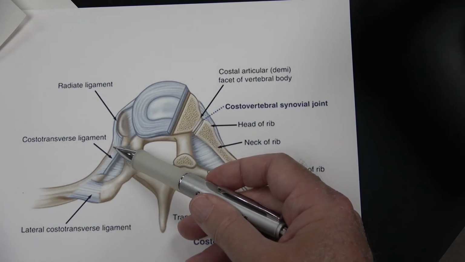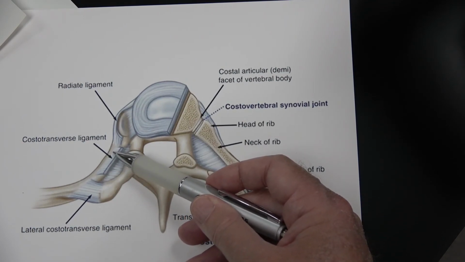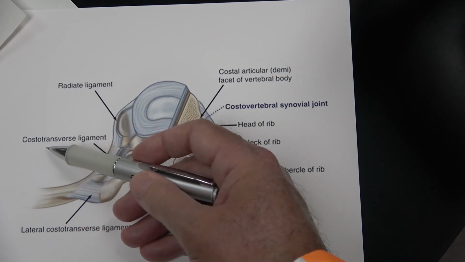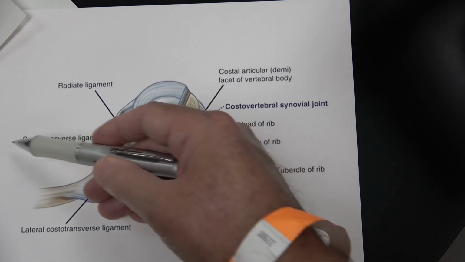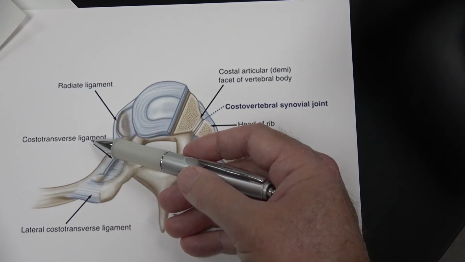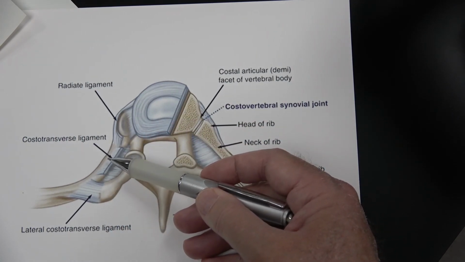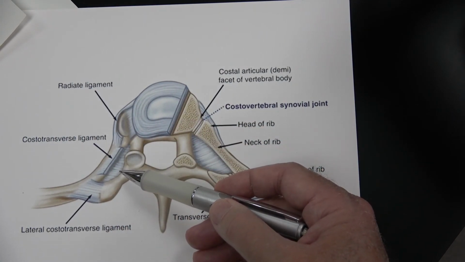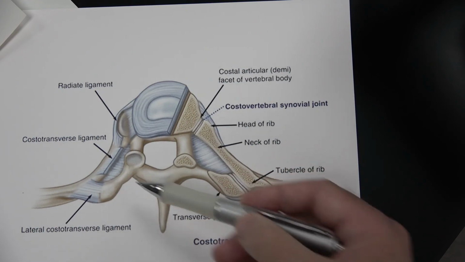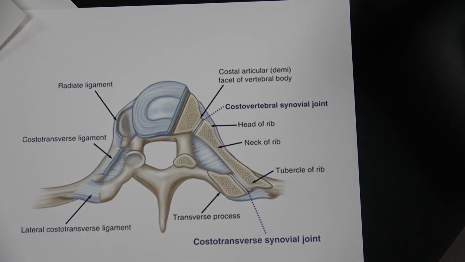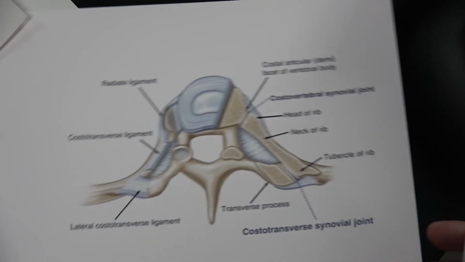And then here's the neck of the rib. That's where the unnamed, just the costal transverse ligament with no adjective in front of it, connects. Costal transverse ligament, what a horrible name. It connects between that neck, and it also goes into the front of the transverse process. All right, so those are the ligaments. And let's see, did I miss anything? I don't think I did. So I guess that's about it.